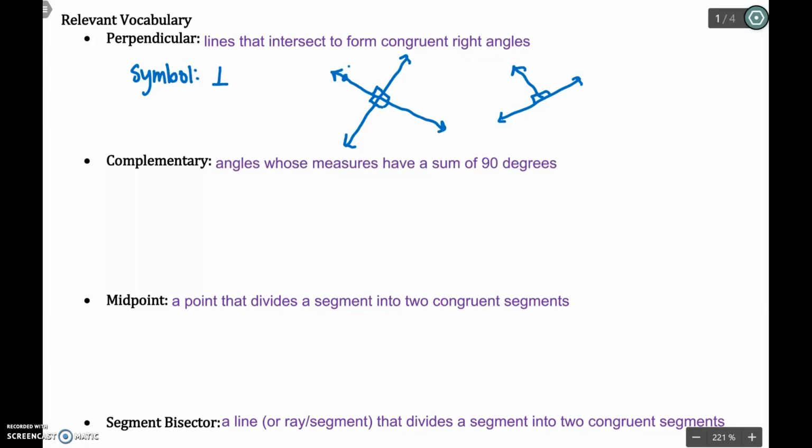The symbol for perpendicular is very important to know, and it looks like an upside down capital T. So for this one, if I were to put a few letters in, if that was line AB and this was line CD, it would say that line AB is perpendicular to line CD.